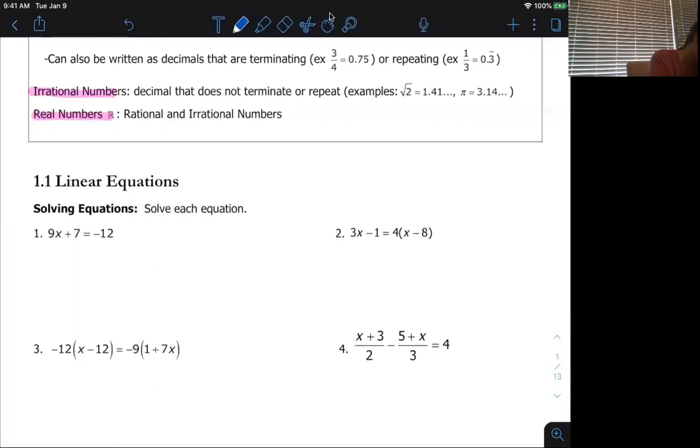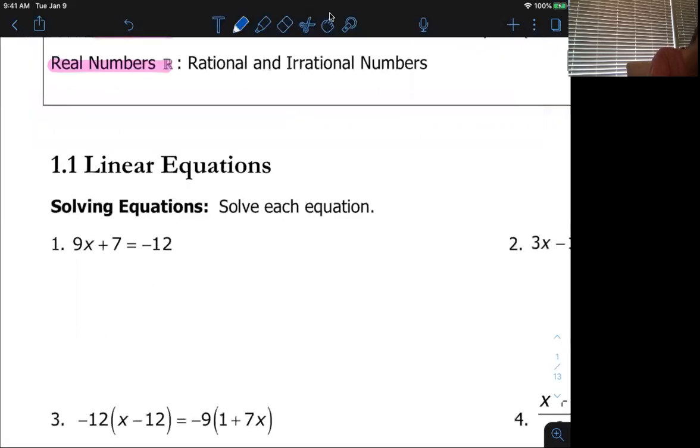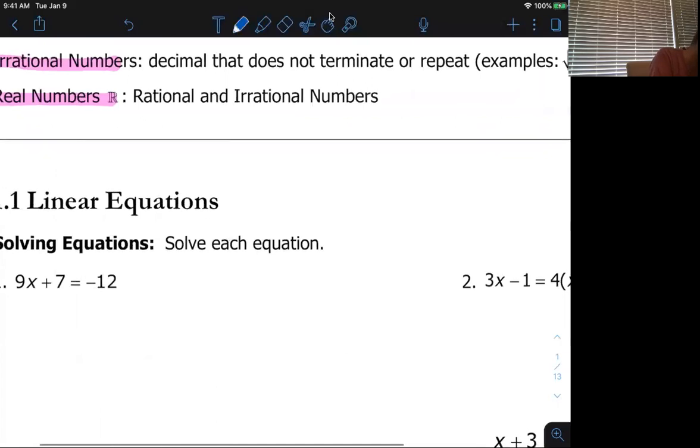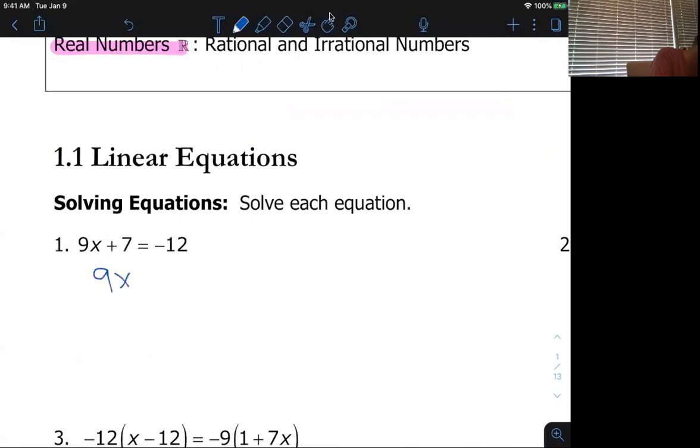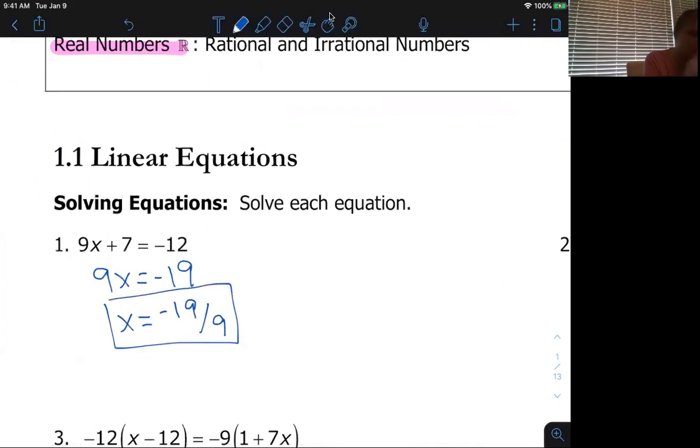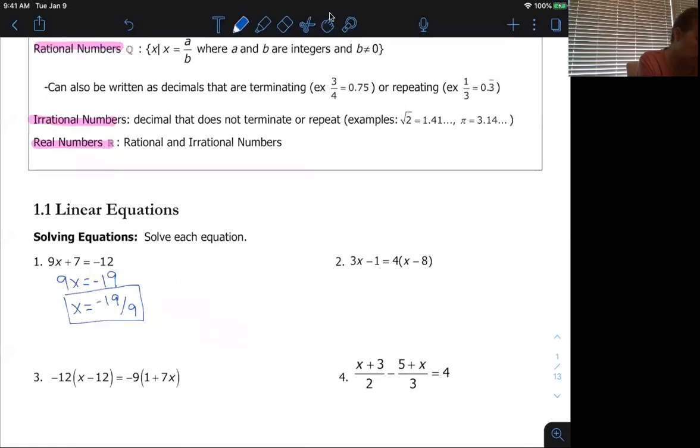Okay, so for number 1, should be quick and easy, subtract 7 from both sides. So that's going to give us 9x equals -19. Divide both sides by 9, and x equals -19/9. You'd want to simplify that if you can, but we can't. Do not put that in as a decimal unless you're going to use the repeated symbol, but I would keep it as a fraction, especially for Math Excel. It's a lot easier. So -19/9.